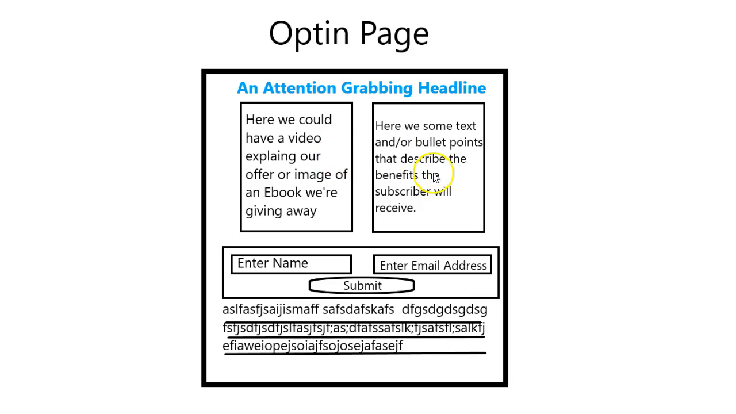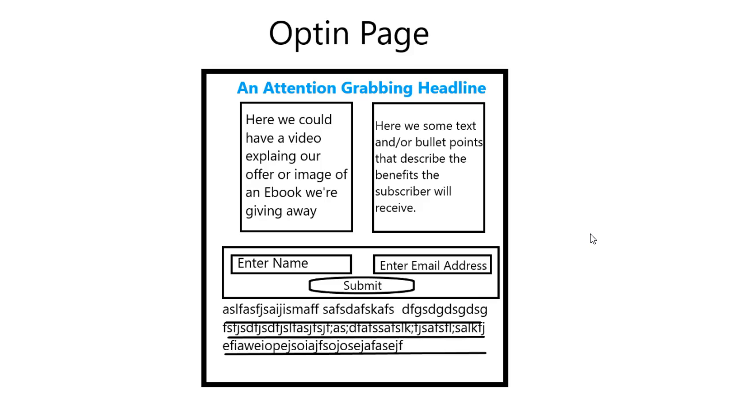Now, keep in mind that all parts of the opt-in page that we just talked about here will play a big part in the conversion rate of your opt-in page. So unless you get a 50% conversion rate from the first opt-in page you create, you're going to want to tweak things and then do a split test to see if you can increase the conversion rate of your page.